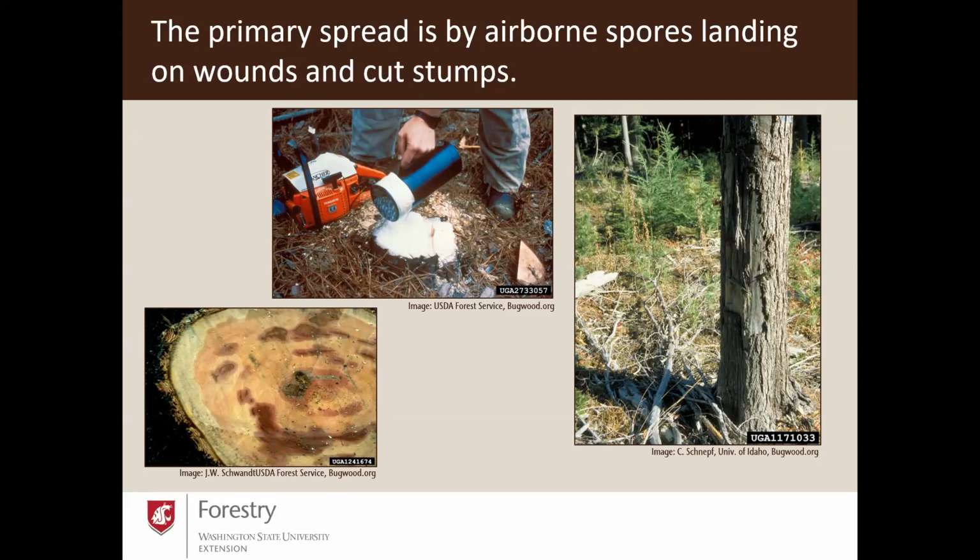So avoiding wounding, that's a primary management strategy. Just don't let it get into the tree. Root-to-root contact can occur, but it's secondary, and it can create those root disease centers.